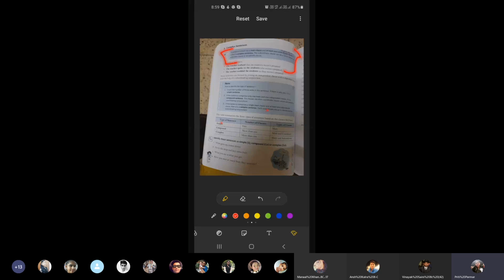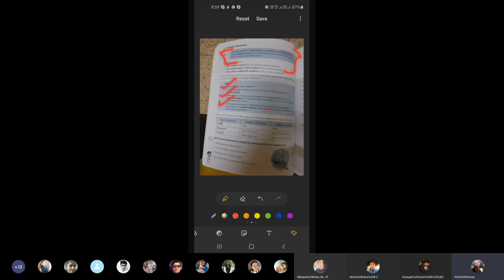Now note how to identify the type of sentences. Count the number of finite verbs in the sentence. If there is only one, it is a simple sentence. Please put a tick mark on these rules, these notes, these 1, 2, and 3. These also you will do in your copies. Why? Because they are telling you how you will choose whether the sentence is a simple sentence or a compound or a complex. So very simple.